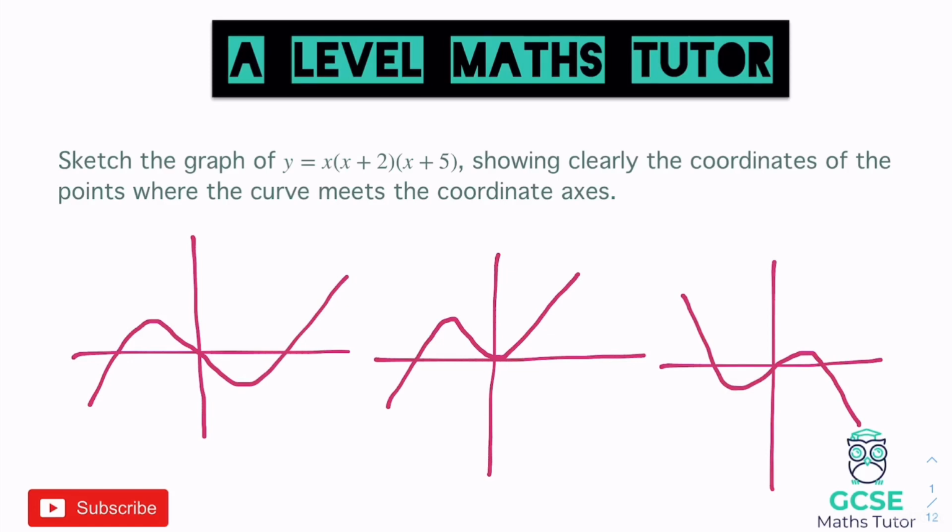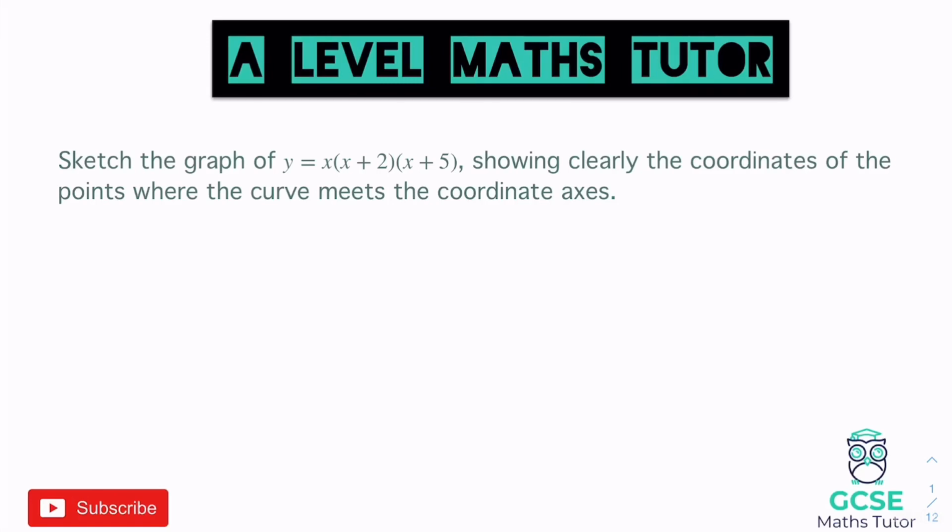Okay, so let's have a look at approaching this first one. It says sketch the graph of y equals x brackets, then we've got x plus 2 and x plus 5 in brackets, showing clearly the coordinates of the points where the curve meets the coordinate axes, and that is on the x and the y axes. Now if I just write this out, we know from sketching and solving quadratics back in GCSE, even though this is a cubic, that these brackets represent the roots or the solutions as to where it crosses through the axes.